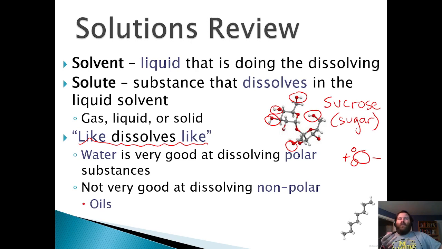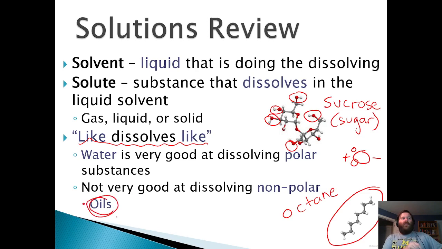Things that are not good at dissolving in water are things that are non-polar. Like down here, this is just a very basic kind of repeating structure that doesn't have a lot of pluses and minuses on it. This is octane. But things that kind of look like this are, for example, oils look like that, and that is why you can't really dissolve an oil in water. They just separate into two layers. So that's the concept of like dissolves like.